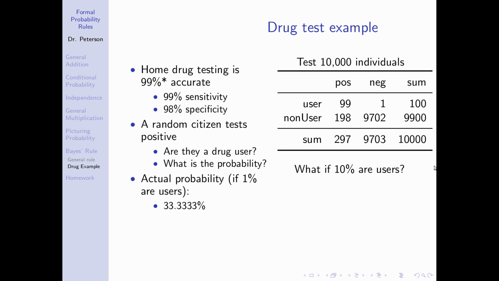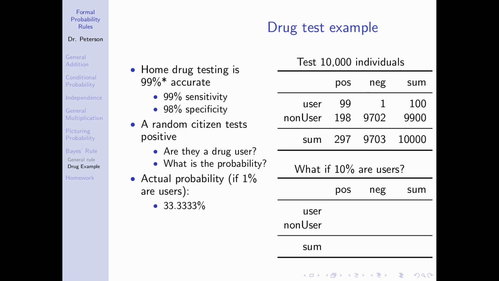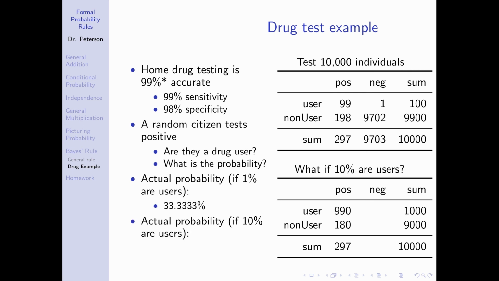But what if 10% of people are users? Now, in our sample of 10,000 people, instead of having 100 users, we have 1,000. That means that 99% gives us 990 positive tests from users, and because we only have 9,000 non-users, we now only get 180. That means that there's a total of not 297, but a much larger number, and that means that our total probability is 84.6%.